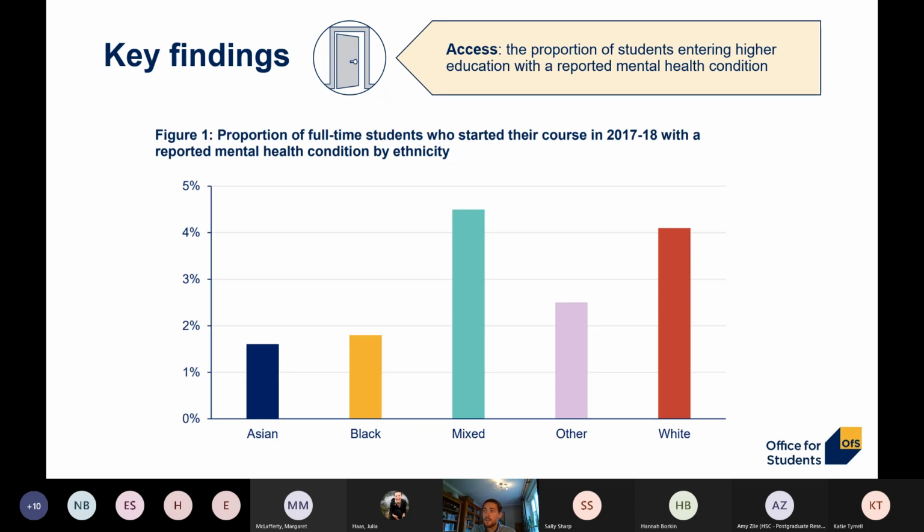I'll show you a couple of charts now which give you an idea of some of those differences. So this is by ethnicity for full-time students. You can see that students of mixed ethnicity were most likely to report having a mental health condition, and Asian students were least likely.